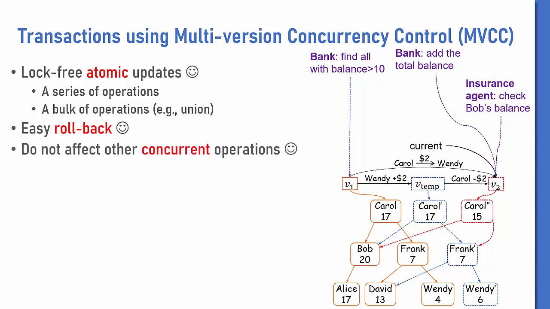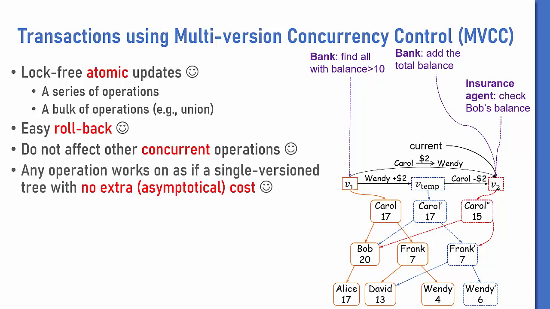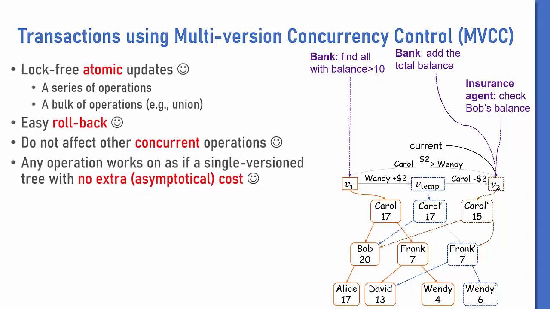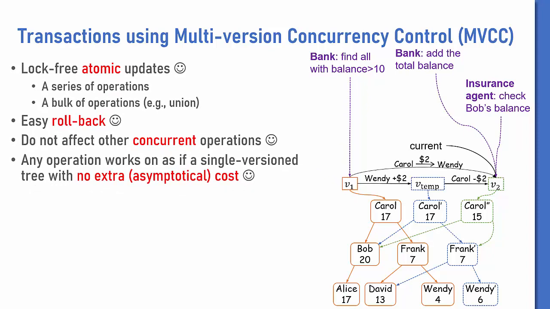Also, as mentioned, any number of concurrent operations can work at the same time without affecting each other. Finally, any operation works as if it's on a single-version tree. From the root pointer, the thread is only aware of the tree it works on, so no extra asymptotic cost is needed. So nice! We got a pretty good solution for MVCC in database systems for transactions.